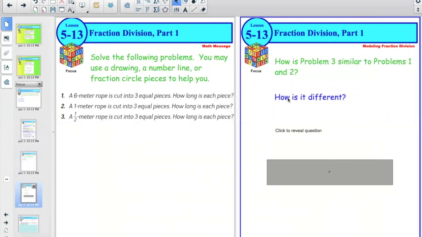Well, what's different about number 3? Well, I bet you noticed that in number 3, the length of the rope is a fraction. So in number 3, we are dividing a fraction by a whole number. So what would the number model be for number 3? Let's write a number model with a letter for the unknown.